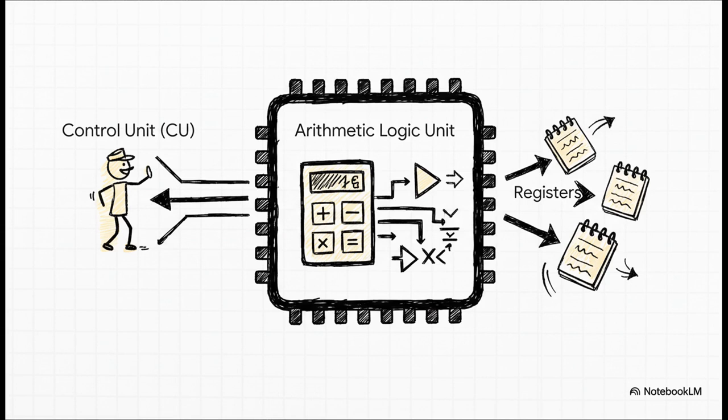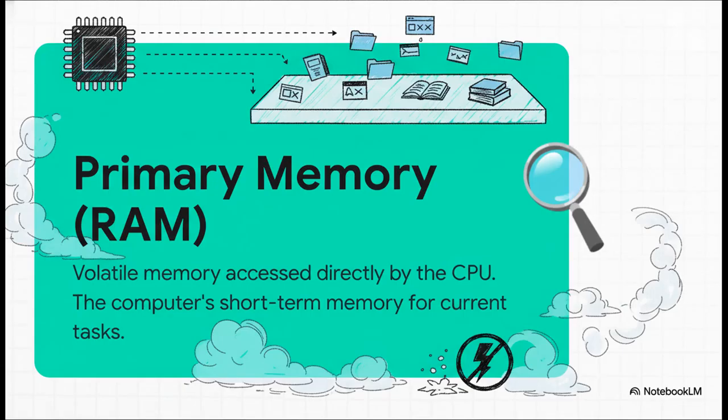Think of it like a traffic cop, telling all the data where to go and when. Then there's the arithmetic logic unit, the ALU. This is the master calculator that does all the math at incredible speeds. And the CPU's own personal sticky notes are called registers. They're these tiny, super fast spots that hold the exact piece of data the calculator is working on at that very instant. Now, to do all this work, the CPU needs a desk, a workspace.